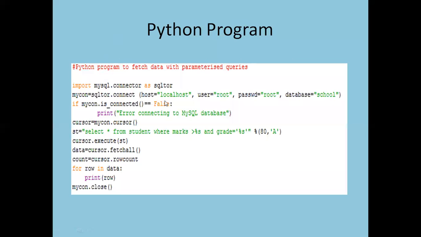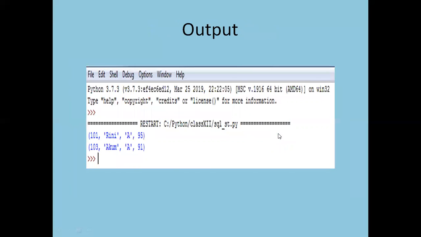All right, so the Python program for this will be, as I've mentioned here, instead of writing a cursor.execute select star long line, I can write this. This particular query is to display all the students who have secured more than 80 marks and whose grade is A. Let's see what the output will be.